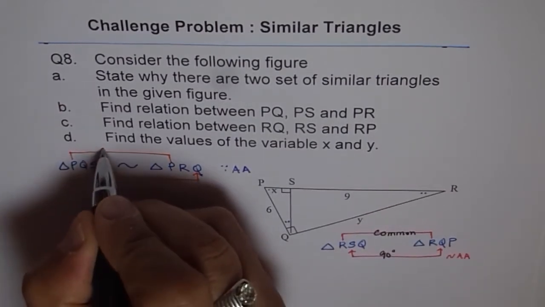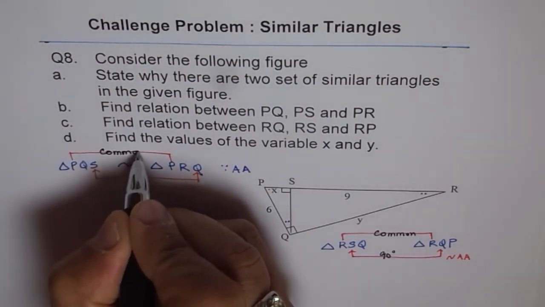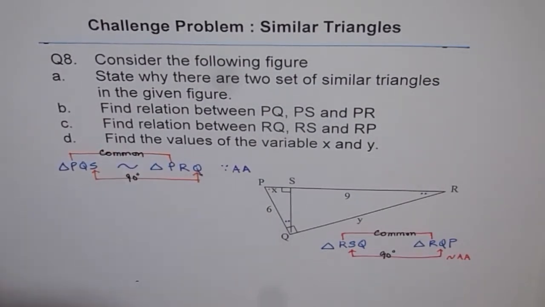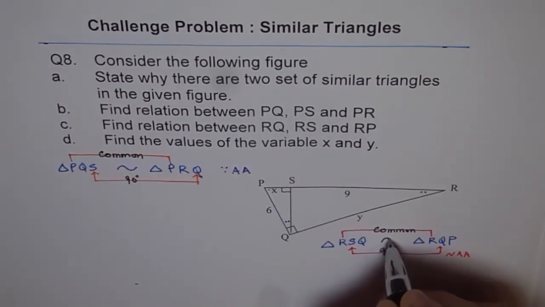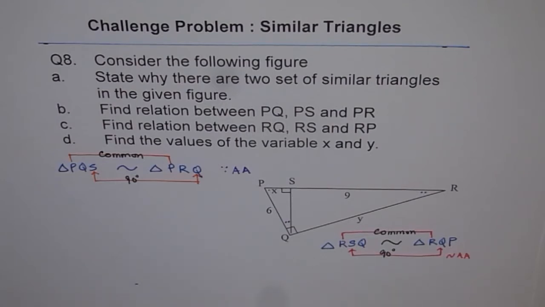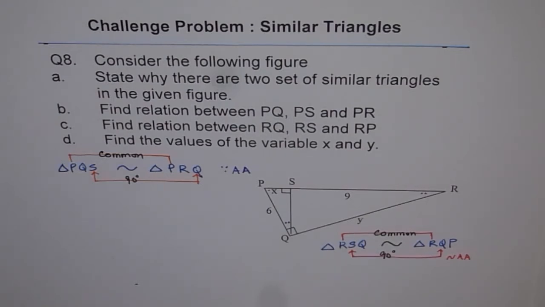Let me write like that here also. So these are common and these are 90 degrees. And that is why this is a set of similar triangles and this is also a set of similar triangles. So we get two sets of similar triangles from these three individual triangles. Do you see that part?